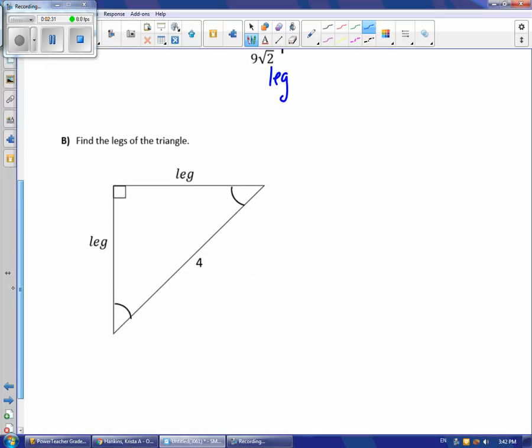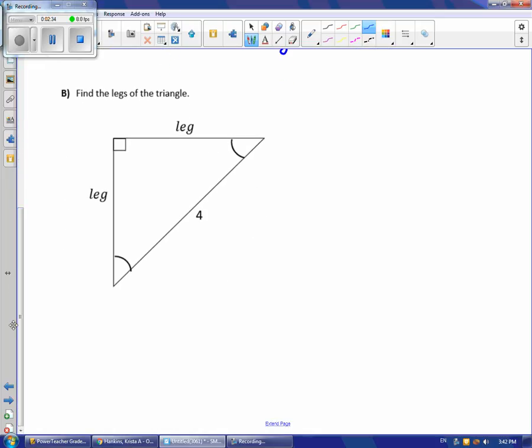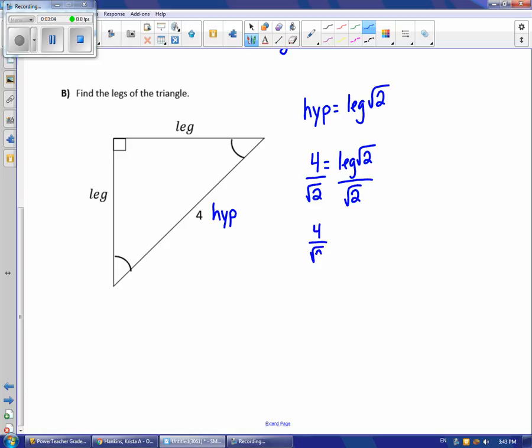If I look at the next example, now I'm going to work backwards. I know that my hypotenuse is 4. I need to figure out what the legs are. So using my formula, hypotenuse equals your leg times the square root of 2. Plug in what you know. 4 equals my leg times the square root of 2. Now, if I want to get rid of the square root of 2, I'm going to divide on both sides, because the leg is like your variable. And you get 4 divided by the square root of 2 equals your leg.